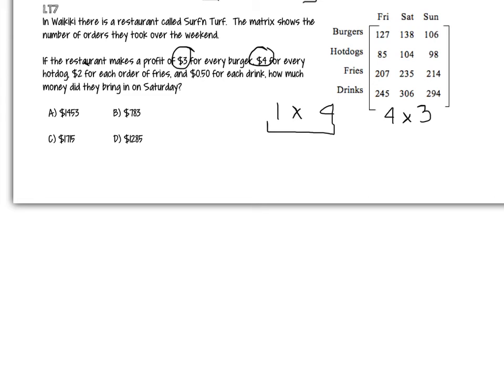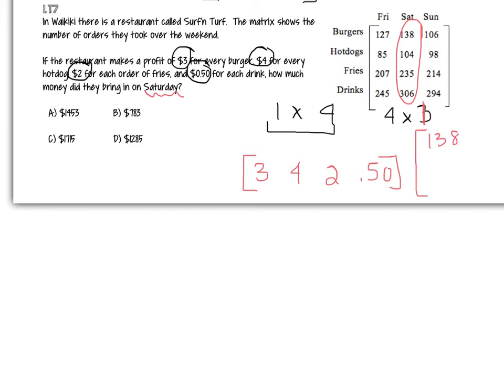The other thing to notice is the fact that I only actually need the information for Saturday. So I'm only going to turn this into a 4 by a 1, okay? Make my life a little bit easier here. So $3 for every burger, $4 for every hot dog, $2 for every fry, and 50 cents for every drink, being multiplied by this lovely column matrix of 138, 104, 235, and 306.